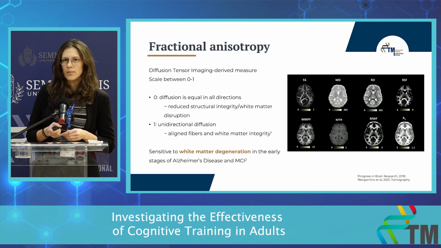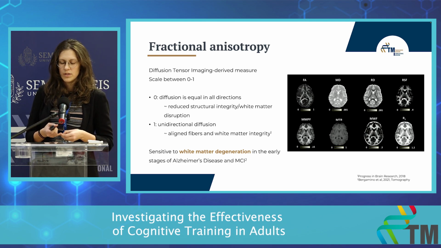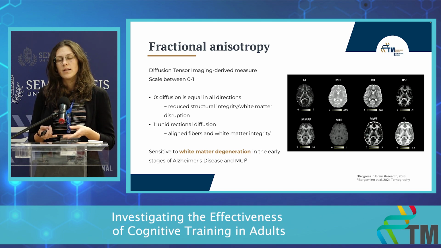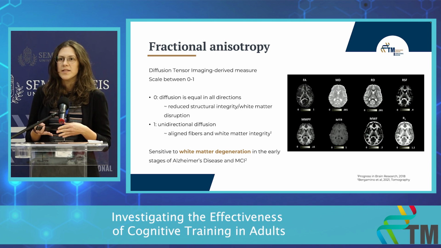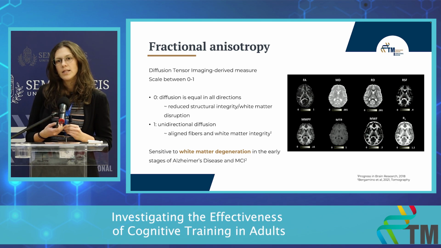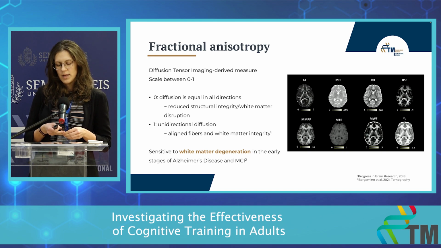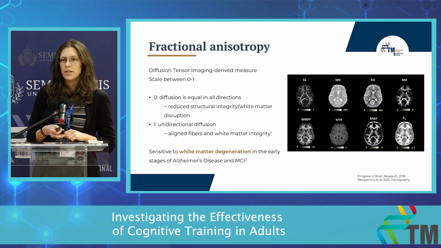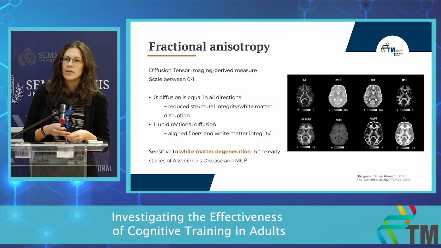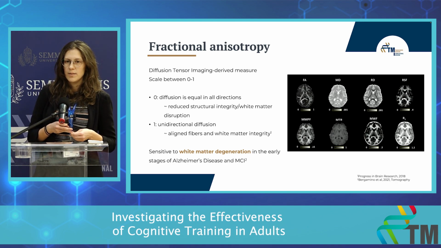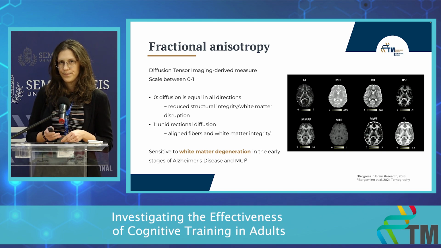So our first outcome was fractional anisotropy, which is a diffusion tensor imaging derived measure. It is a scale between 0 and 1, where 0 means that the diffusion is equal in all directions, and this means reduced structural integrity, while 1 means unidirectional diffusion, which means aligned fibers and white matter integrity. This measure is sensitive to white matter degeneration in the early stages of Alzheimer's disease and MCI.